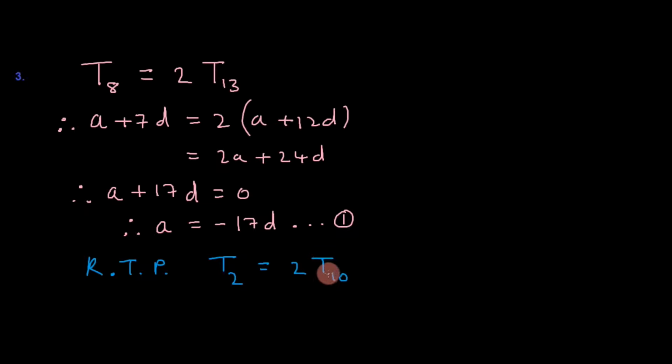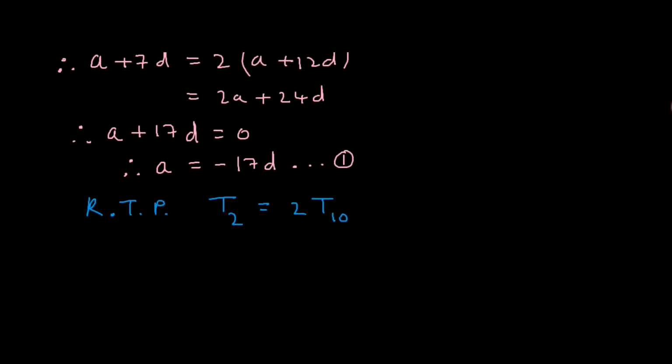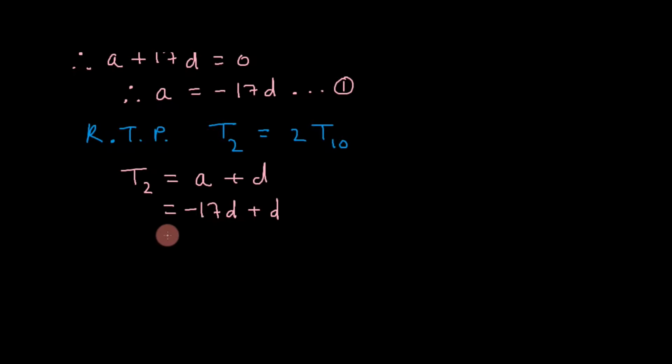So twice the 10th term. So let's see what the second term is in terms of a and d. T2 is a plus d. But we already have a in terms of d. So we can replace a in this equation with negative 17d. And we have T2 now entirely in terms of d. Negative 17d plus 1d. That's negative 16d.